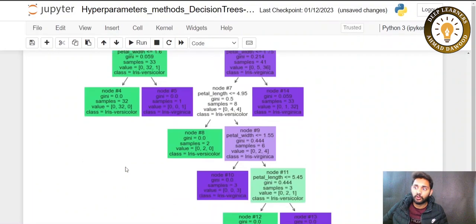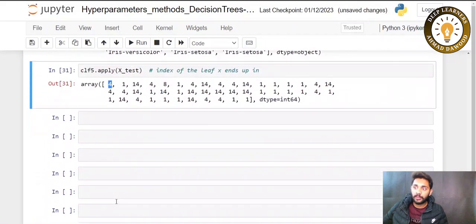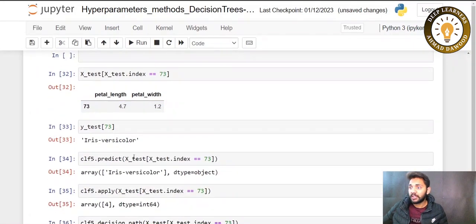So this node number 4 has predicted this versicolor class. In this way, you can also get the node index which has predicted these classes by using the apply method. There is another method, which is decision path.